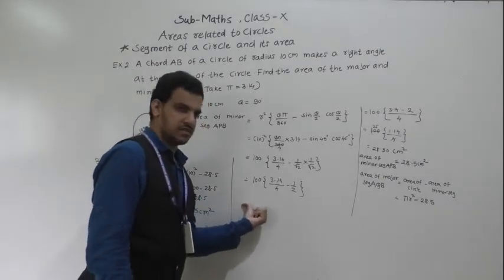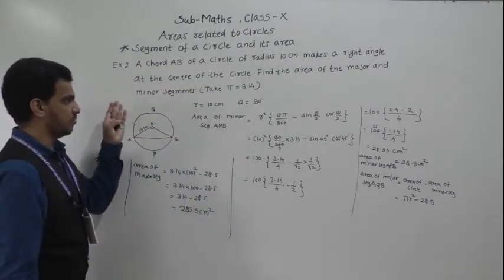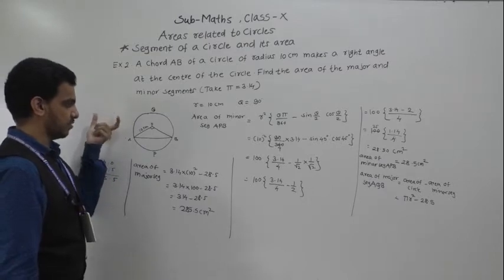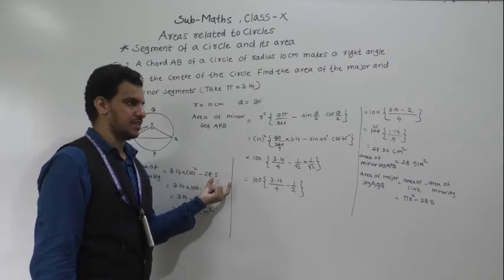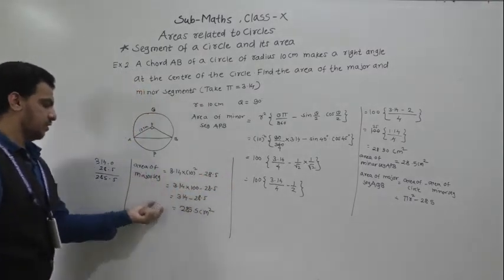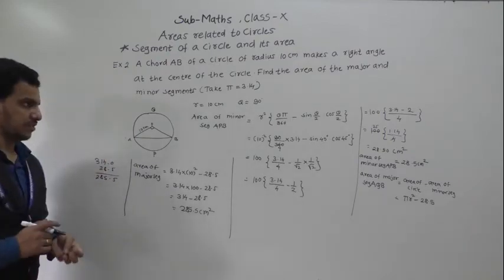Understand this one. If we have to find the area of the major segment, find the area of the circle and then subtract the area of the minor segment from it, and we will get the area of the major segment. Now we will take the third example.